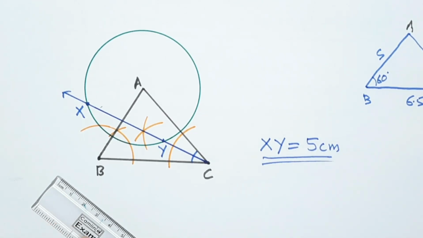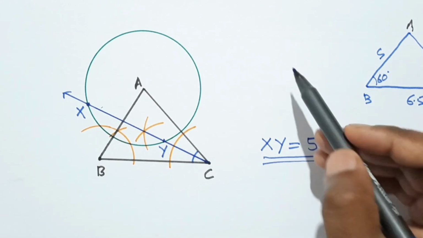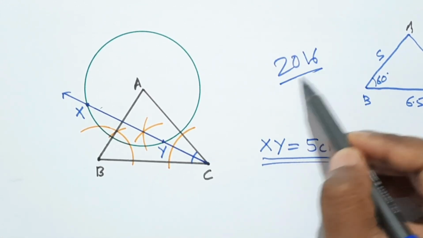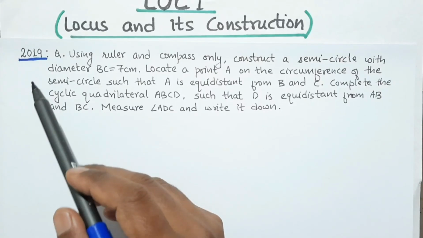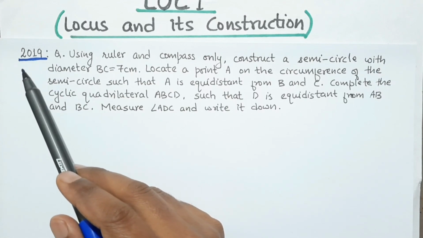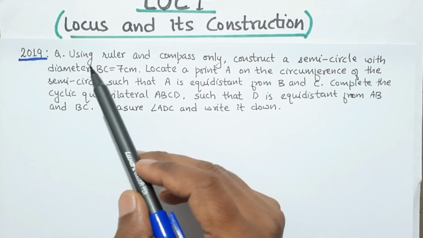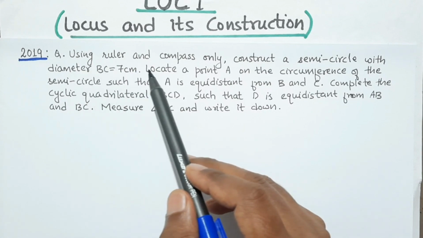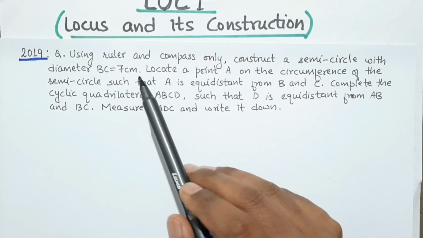Okay, so this is a question from the board paper 2019. The question is like this: using ruler and compass only. This is the instruction.